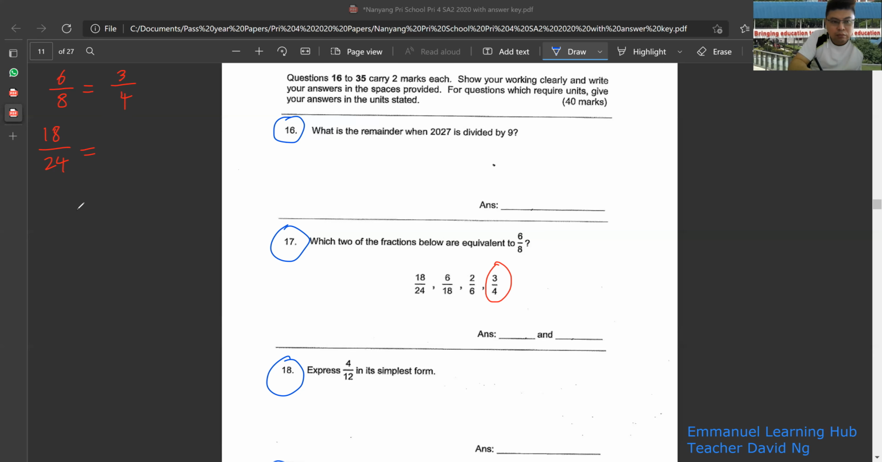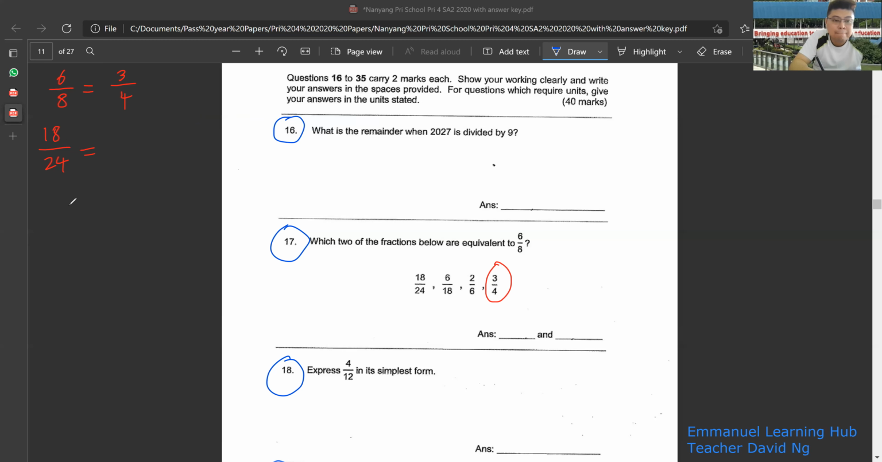9/12. Not divide by 2. You don't divide by 2. You divide by the highest common factor. So 18 and 24, what is the highest common factor? 18 and 24, the highest common factor is 6. Okay? How do I know it's 6?